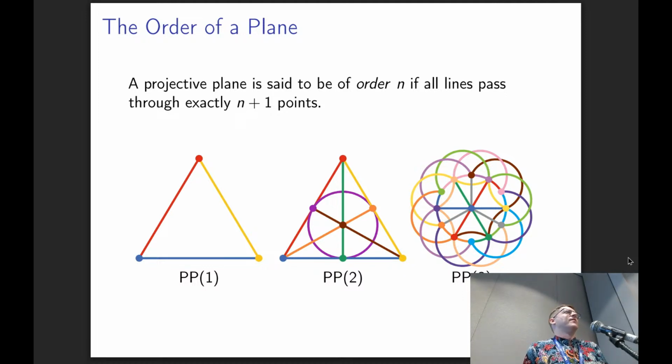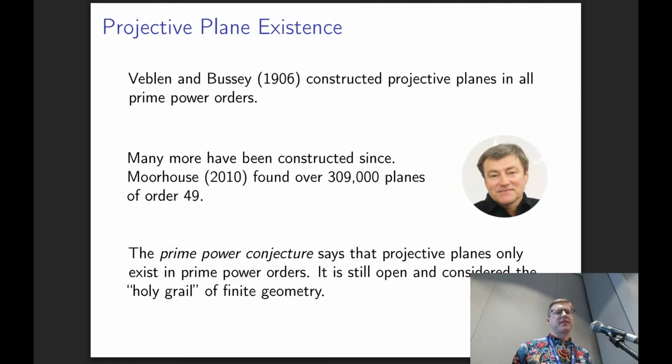Okay, so now here's the question. For what orders do projective planes exist? Now, it was classical from Veblen and Bussey in a 1906 paper that they were able to construct projective planes in all prime power orders. Essentially, they use a very similar construction to constructing the real projective plane, but use finite fields. And finite fields exist in all prime power orders, and so you get projective planes in all prime power orders. Now, those aren't the only ones. So for finite fields, there's only one finite field up to isomorphism for every prime power order.